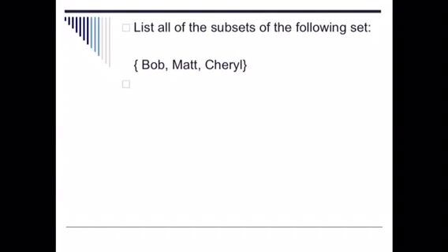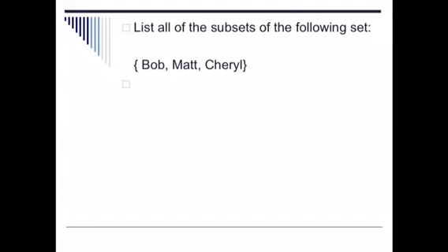Alright, now I want you guys to go ahead and try to write down all the subsets. This could be 1, 2, or 3 elements. So we could have a single person, 2 people, or all 3 people together. So write down all of the possible subsets for Bob, Matt, and Cheryl. Hit pause now and try that.